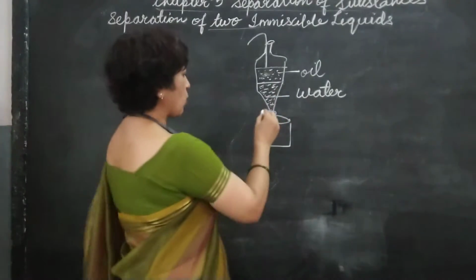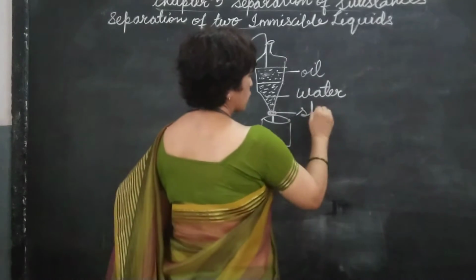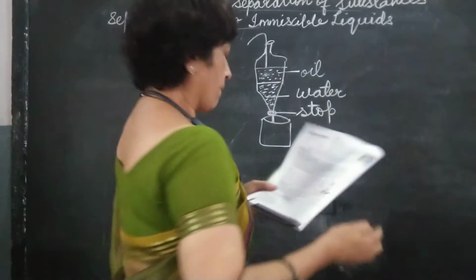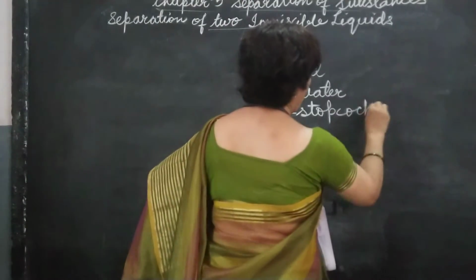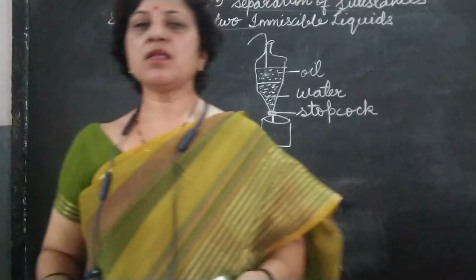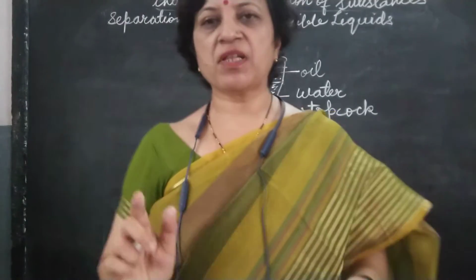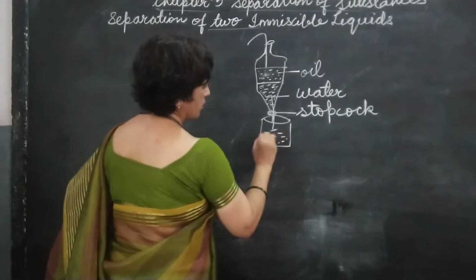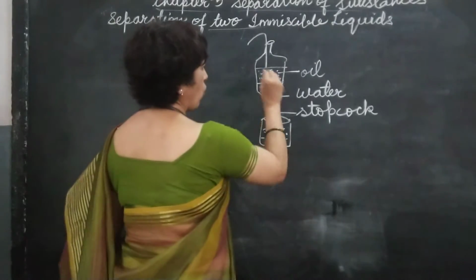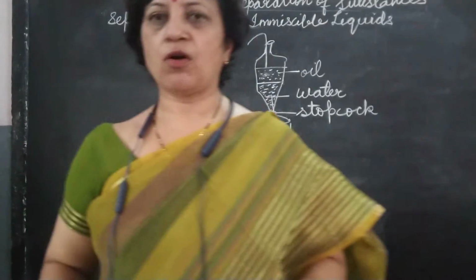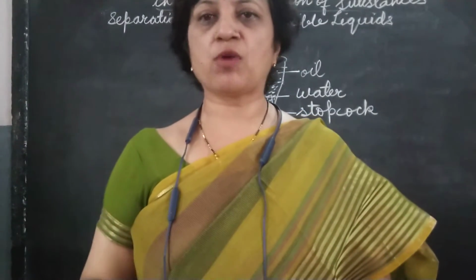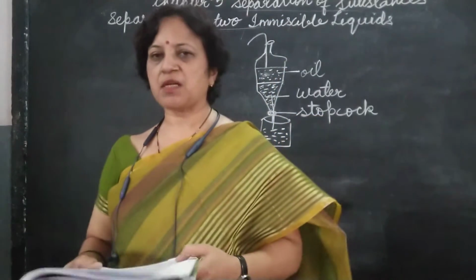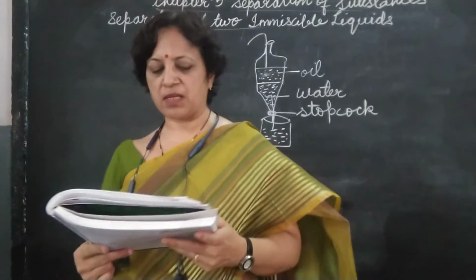When we open this stopcock, what will happen? This water layer will fall down into the beaker and oil will remain in the funnel, as the oil layer is on the upper side. So oil will remain in the funnel and water will come down. In this way we can separate two immiscible liquids which are not miscible.